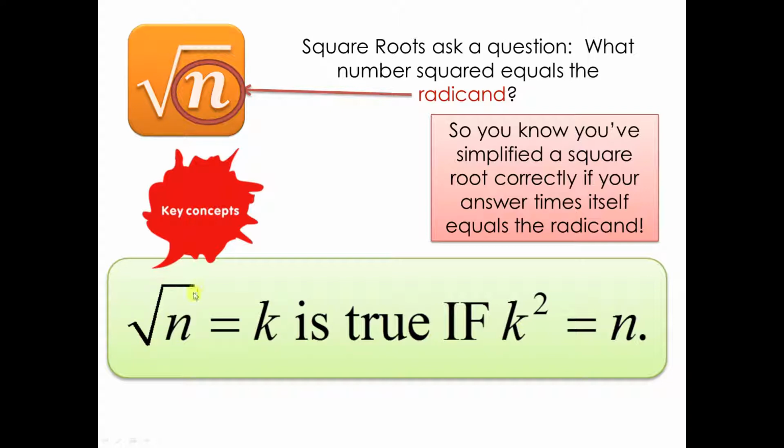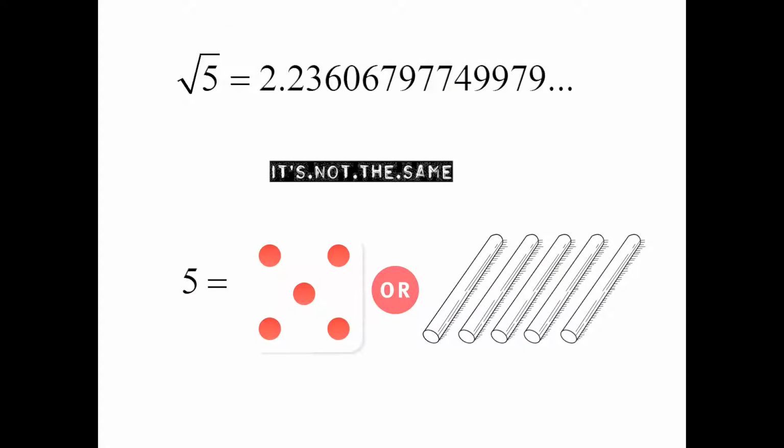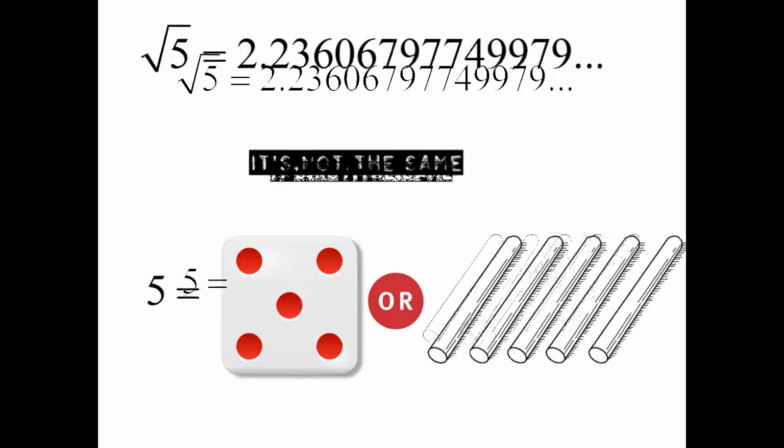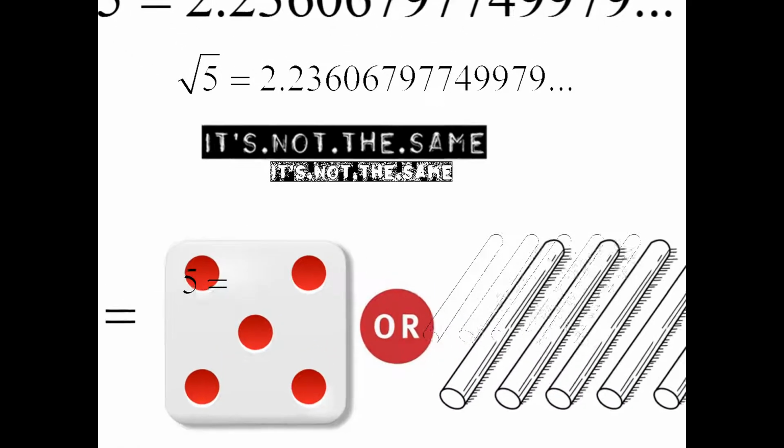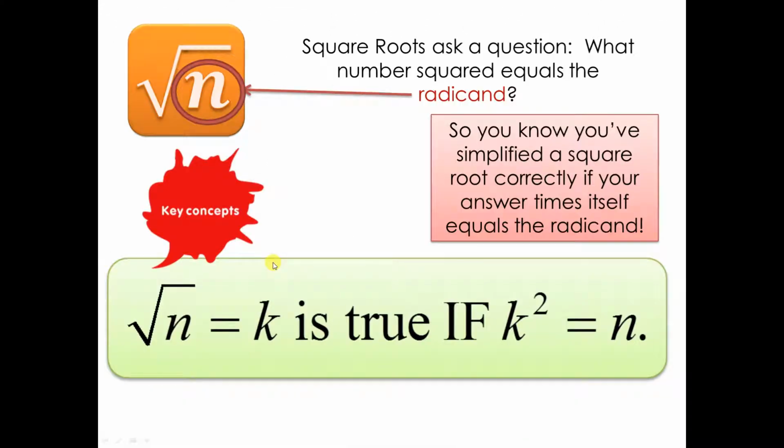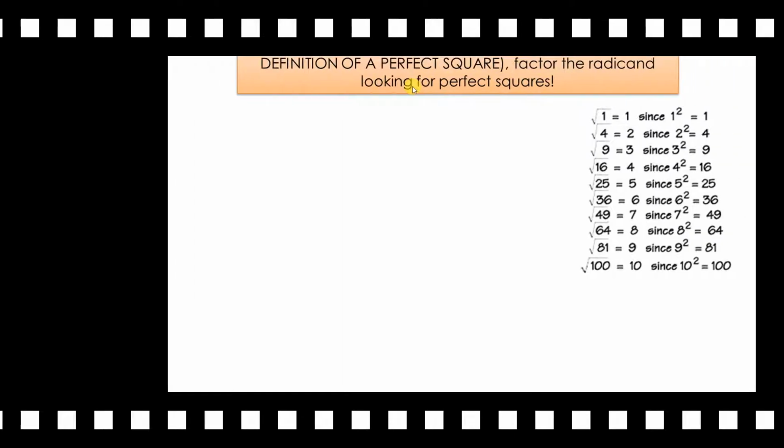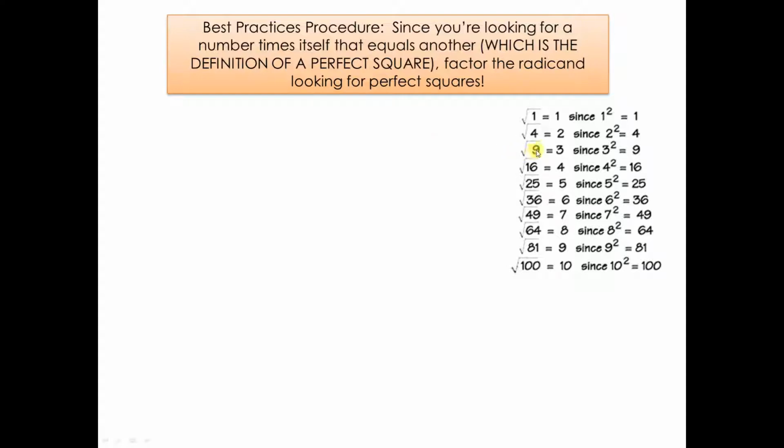It's different than the square root of n. Students often write square root of 5 as if it's the same thing as 5, and it's not. 5 is 1, 2, 3, 4, 5, and the square root of 5 is a number times itself that equals 5. Totally different things. So you have to make that distinction very clear. Square roots are looking for a number squared that equals a radicand.